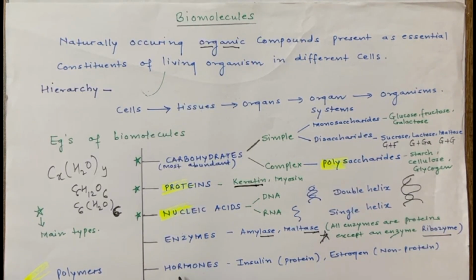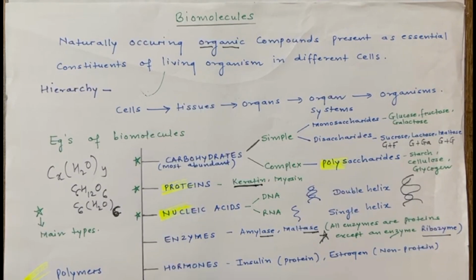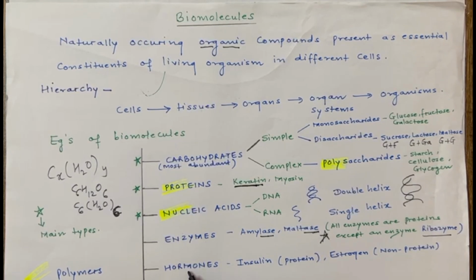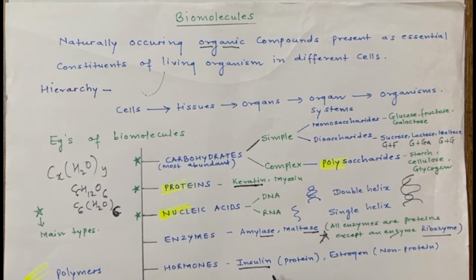Hormones are the next category of biomolecules, the molecules which are produced by living organisms, plants and animals. We are going to talk about only animal hormones in this chapter. The example of hormones will be insulin. So these are chemicals which are produced inside a body.